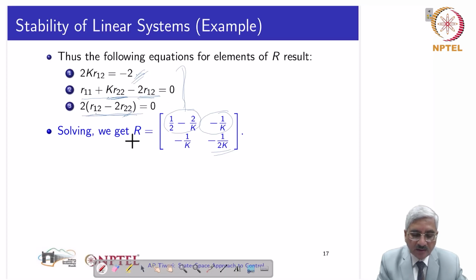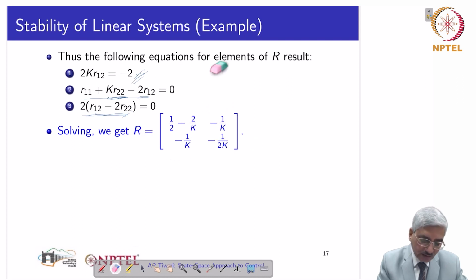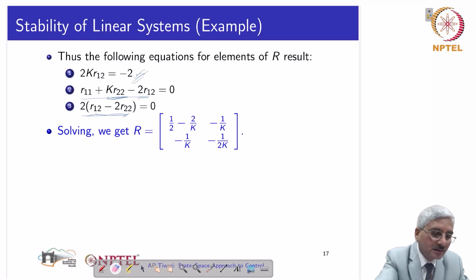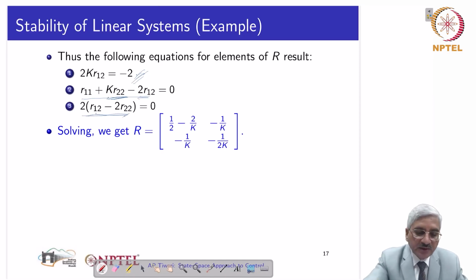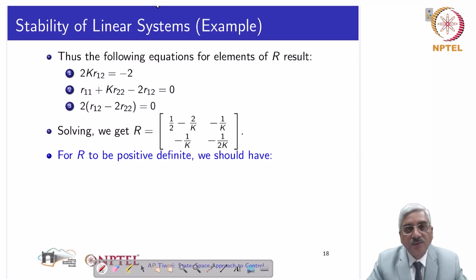So thereby we get the R matrix. This is a symmetric matrix because we started by assuming it as a symmetric matrix. That is a necessary thing to be done. So now we have to check whether it is positive definite or not.